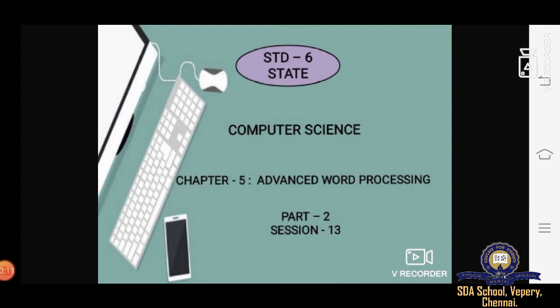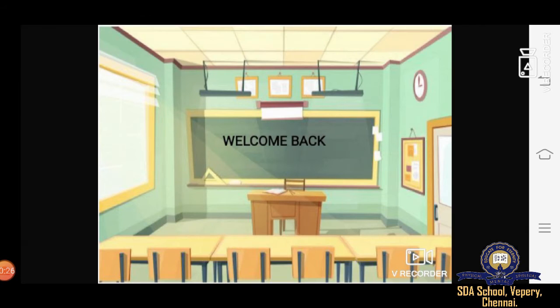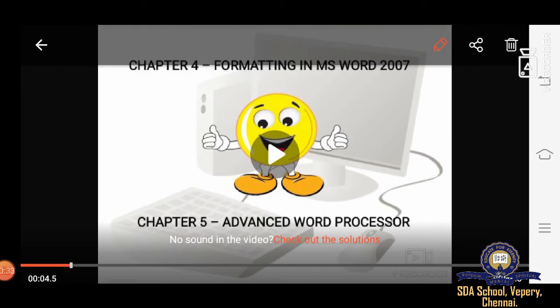computer science class. We were studying chapter 5, advanced word processing, part 2, section 13. Last class we were studying part 1 of the same lesson. This class we are also going to continue the same. So once again, I want to welcome you all back to these online classes.